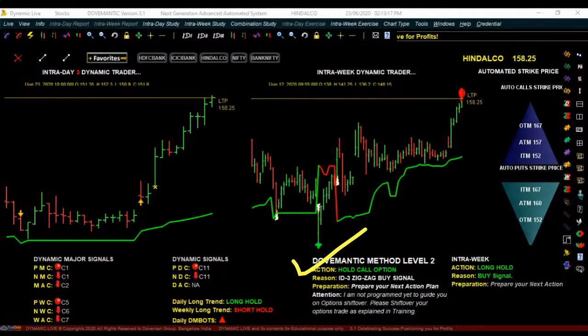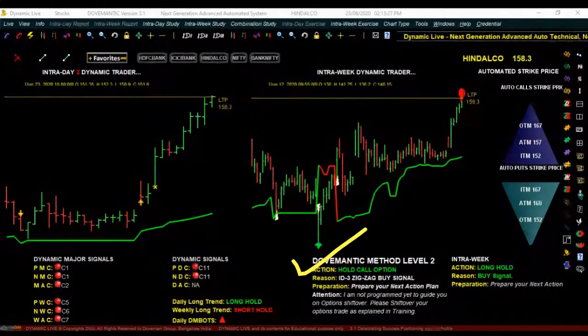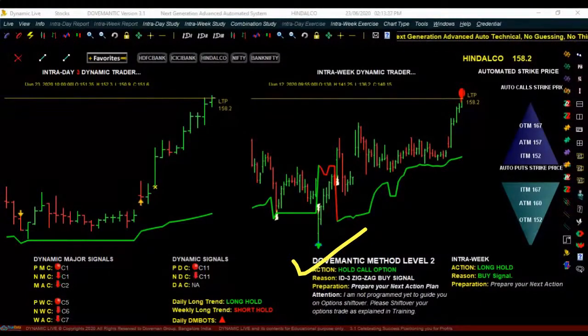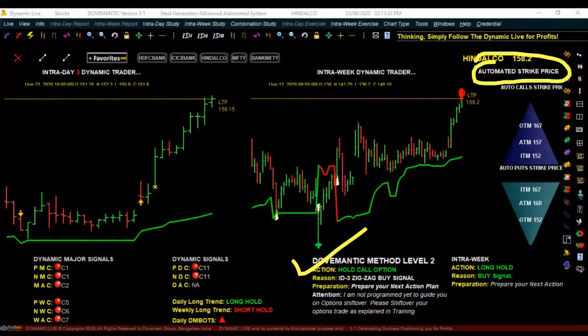Right? So when it tells you to buy a call option or a put option, there's one small important thing that you have to learn, that is how to select the right strike price. Now you may be again wondering, what is a strike price? I don't know. Don't worry, you don't have to know it, but just know that you must select something called a strike price when it comes to trading in options. And today even the right strike prices are automatically selected by this Dynamic Live.